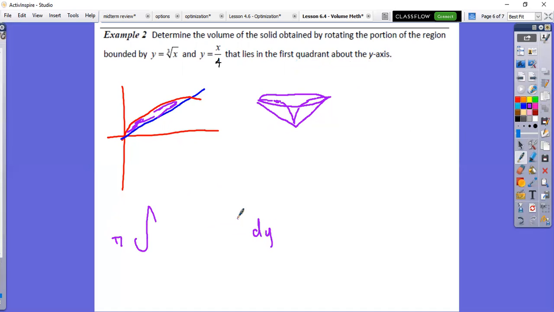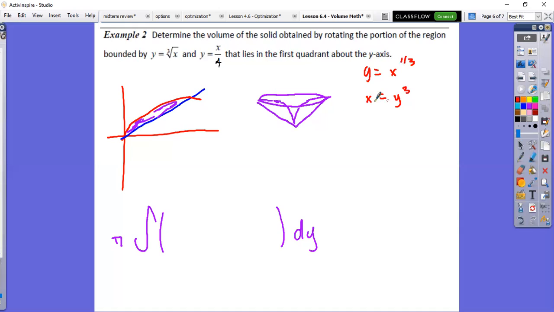All right, so when I'm setting this up, in fact, I'm going to give myself a little bit more space here, just in case. So when I'm setting this up, in order for me to set it up, I need the bounds, I need the outer radius, well, I need the right function, I need the left function. So first, I notice these are written in terms of x. I want them in terms of y because this is going to be dy. So instead of y equals x to the 1/3, I'm going to write this as x equals y cubed.